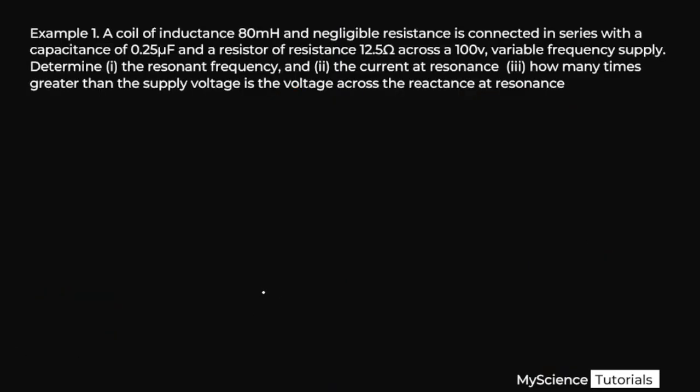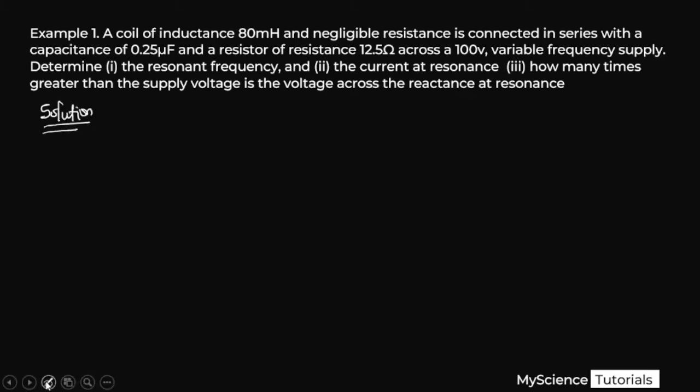Example number 1: a coil of inductance 80 millihenry and negligible resistance is connected in series with a capacitance of 0.25 microfarad and a resistor of resistance 12.5 ohms across a 100 volt variable frequency supply. We are to determine: I, the resonant frequency; II, the current at resonance; III, how many times greater than the supply voltage is the voltage across the reactance at resonance, or simply put, the Q factor. So this is very easy. Let's write down our solution.